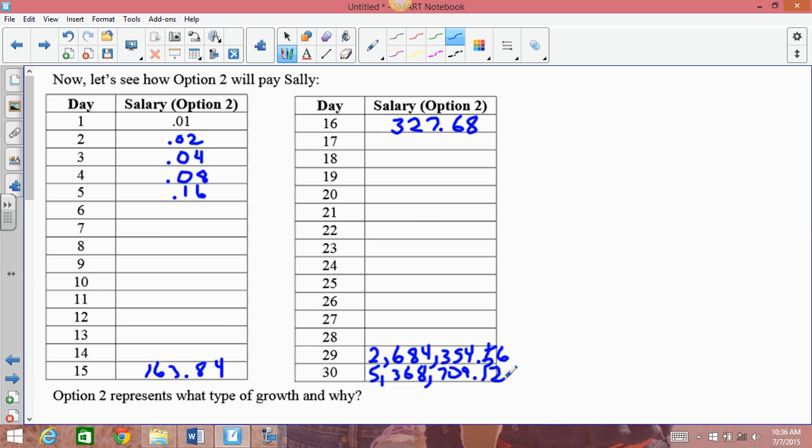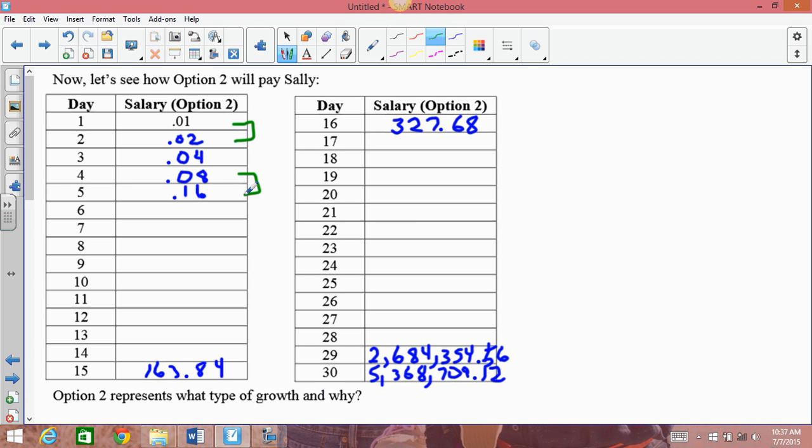So, as you can see, you can already tell then, which option she should go with. Option 2 represents now what type of growth and why. Probably the easiest thing to do is knock out that it's not linear, and you can easily do that again by picking any 2 consecutive days. Again, if I pick day 1 or day 2, day 4 and day 5, those are the easiest numbers here to look at. Day 1 and day 2, she's increased by a penny. Day 4 and day 5, she's increased by 8 cents. Already, it's not the same amount.